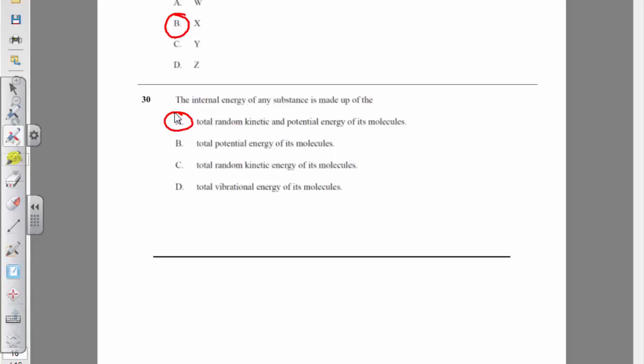Okay, so that's the multi-choice. Let me know if you have any questions.